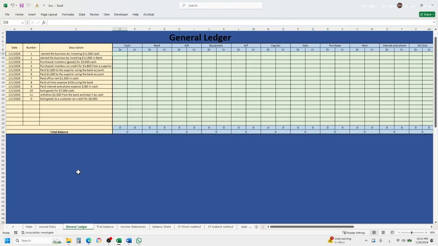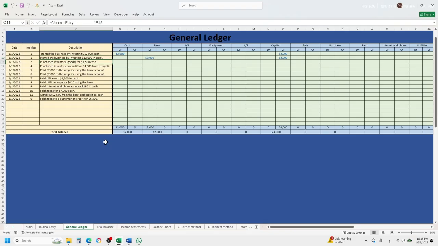The first one: invested 12,000 cash, so the cash increases 12,000 and the capital increases 12,000. Just to mention for you, internationally, Excel numbers should be in blue if we type them in. Any number shown in black is a formula. That way, when people read it, they know that blue numbers are entered and black numbers are formulas to reach our results. The second one: also started business with 12,000 in a bank, so bank 12,000 and capital 12,000.